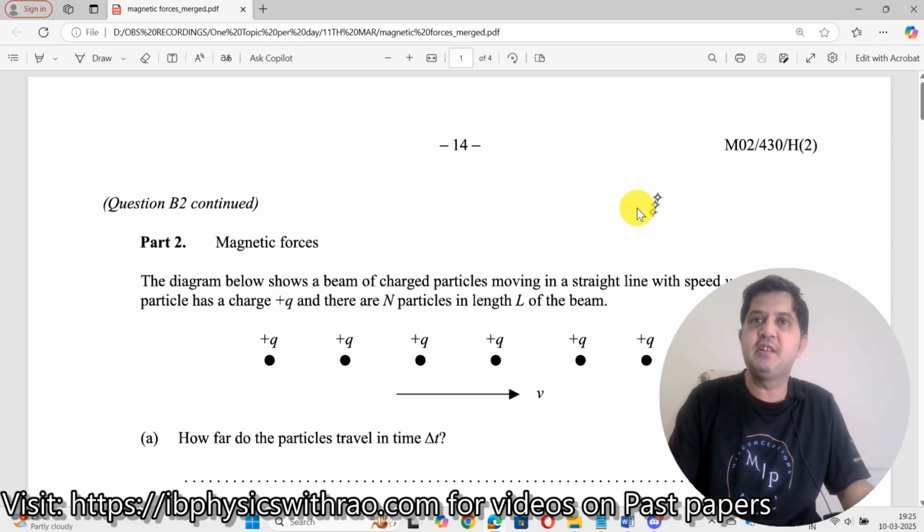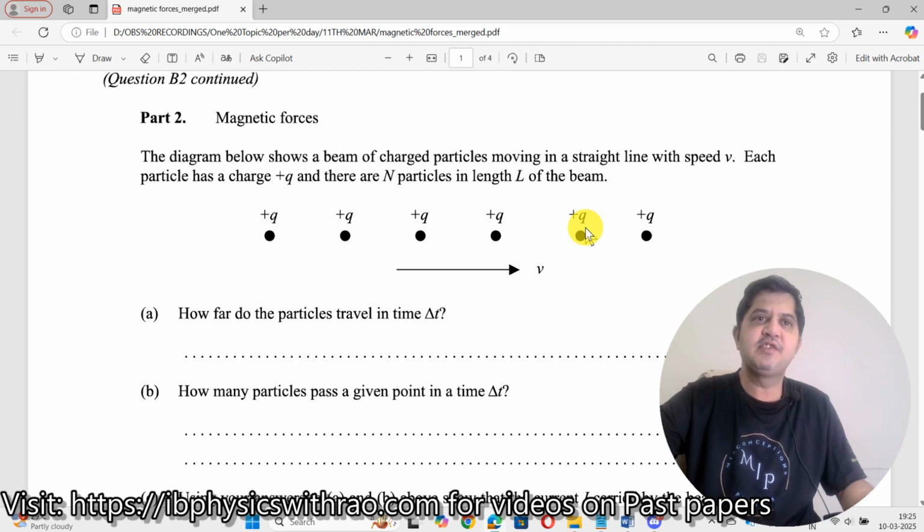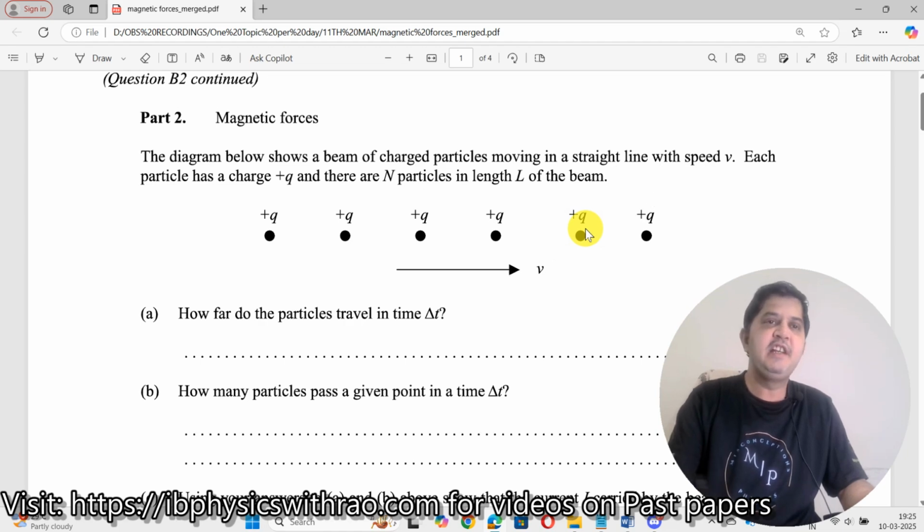This question is being taken from the paper M02, that is May 2002. Now let us begin with this question. The diagram shows a beam of charged particles moving in a straight line with speed v. Each particle has a charge plus q and there are n particles in length L of the beam. It's moving like this with a velocity v. How far do the particles travel in time delta t?